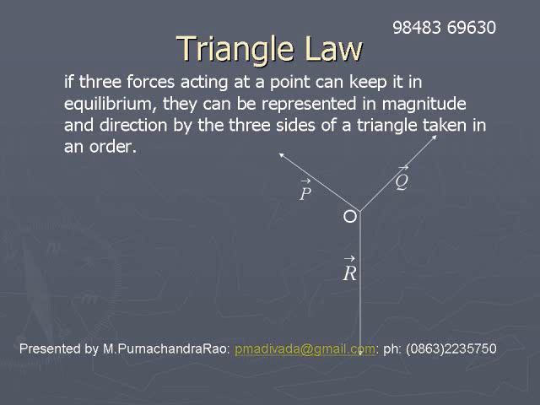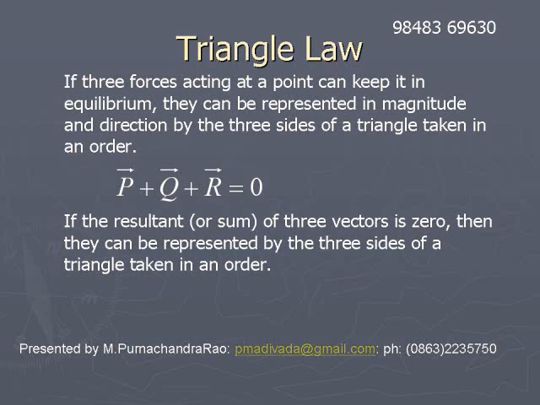Triangle law can also be stated like this. If three forces acting at a point can keep it in equilibrium, they can be represented in magnitude and direction by the three sides of a triangle taken in an order. If P bar, Q bar, R bar represent three forces acting at O such that P bar plus Q bar plus R bar is equal to 0, then O is in equilibrium. P bar, Q bar and R bar can be represented by the sides of a triangle taken in an order.